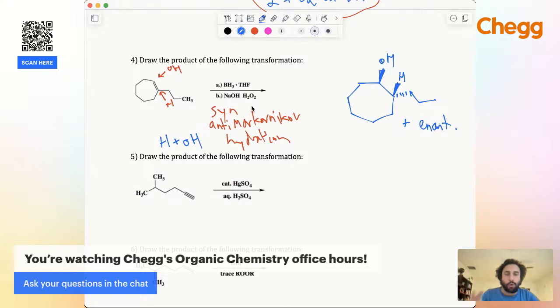Syn refers to the groups that are being added. The groups that are being added are the hydrogen and the hydroxyl. So the hydrogen and the hydroxyl end up cis to one another on the product. Those are being added to the same side. So there is the answer. So again, we do have to memorize this is syn anti-Markovnikov hydration. From there, we just apply what those words mean to the specific substrate that we are given. And we know that that's going to be the answer.